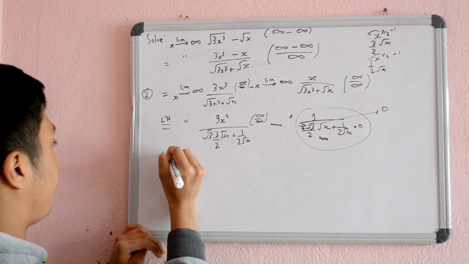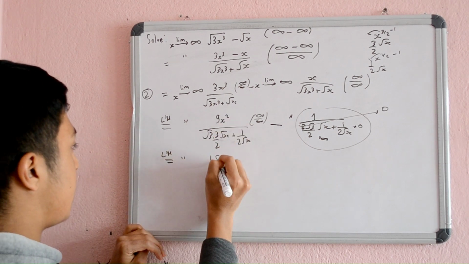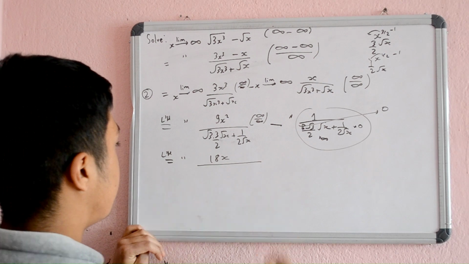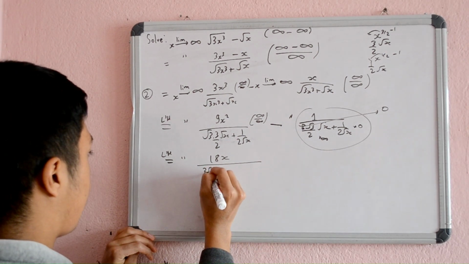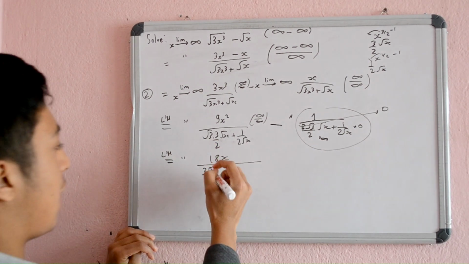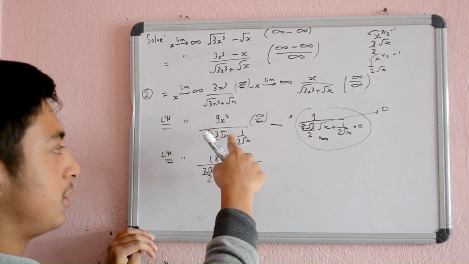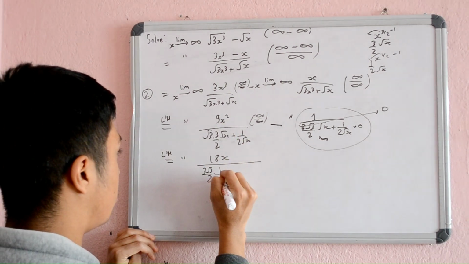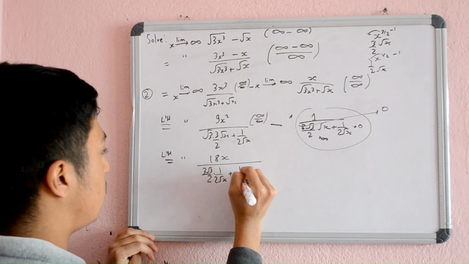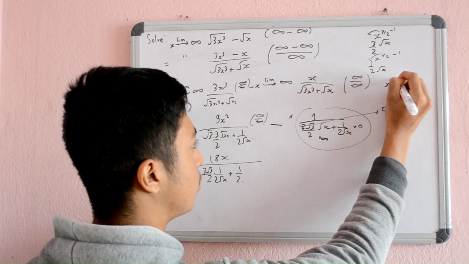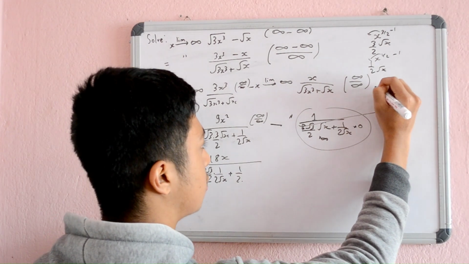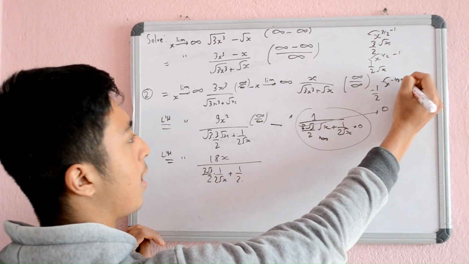L'Hospital's rule again. So 18x by 3 root 3 by 2 into that we already know root x derivative is that, so 1 by 2 root x, plus 1 by 2 into the derivative of, well, now this becomes x to the power minus 1 by 2. So this comes down, becomes minus 1 by 2 minus 1.